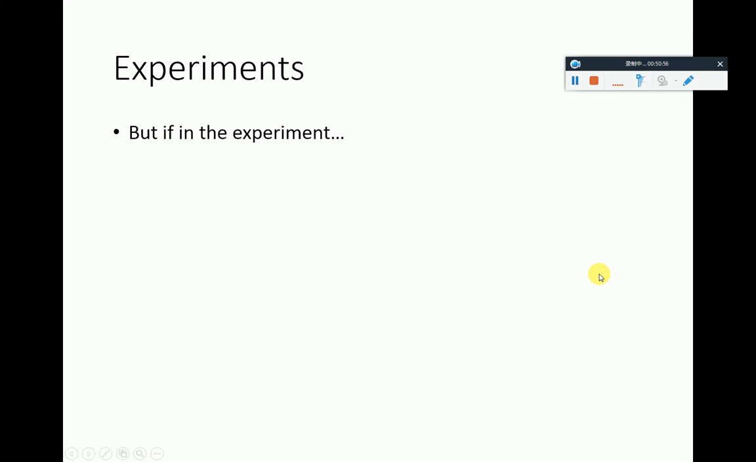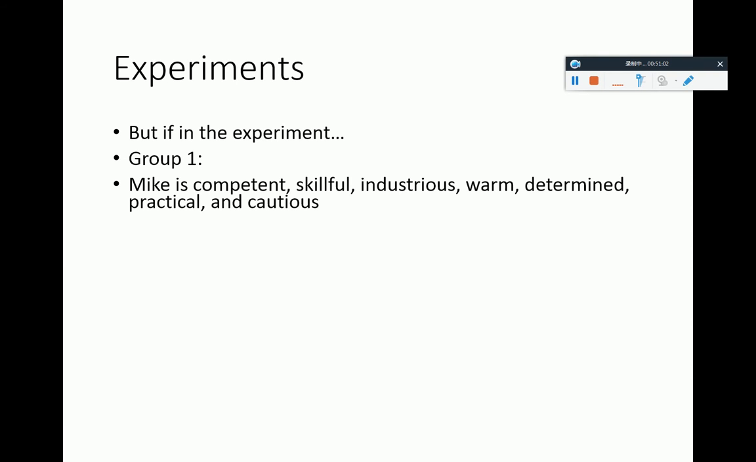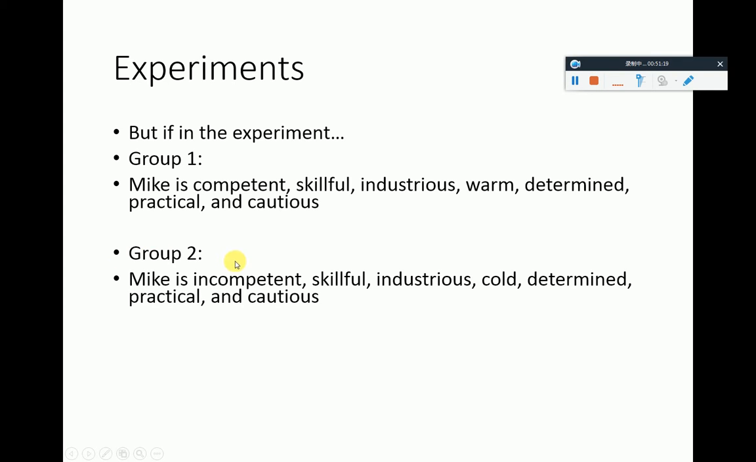But let's imagine if in this experiment, for the first group of participants, I present the following description. Mike is competent, skillful, industrious, warm, determined, practical, and cautious. And to the second group of participants, I describe Mike as incompetent, skillful, industrious, cold, determined, practical, and cautious. What is the problem?